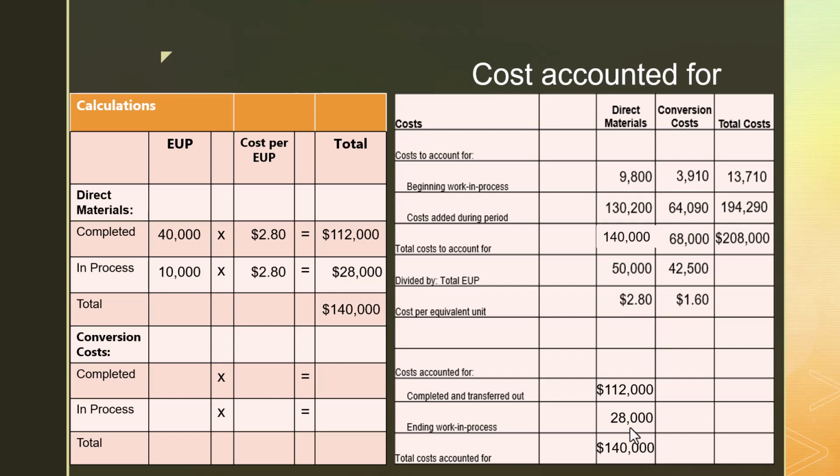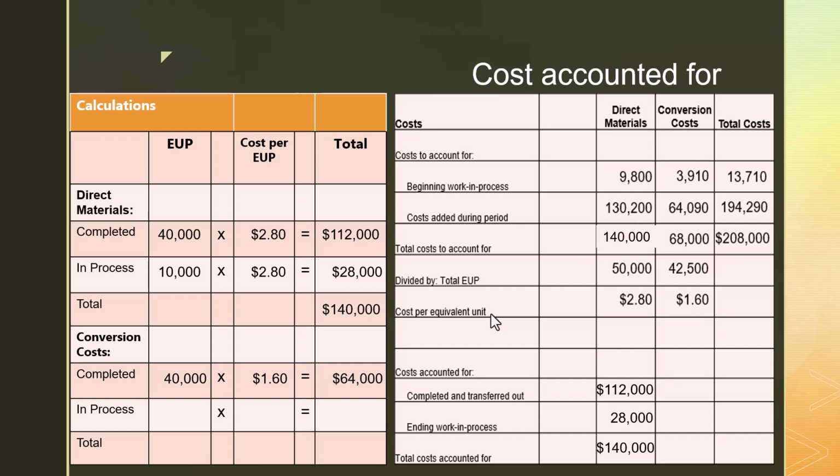And then we're going to apply the same concept over here to our conversion cost. So we completed and transferred out 40,000 cases worth of peanuts. Again, they had to be done for all of the necessary labor and overhead costs that are incurred in the peanut preparation department, or we would have never transferred them out. And our cost per completed equivalent unit for conversion costs, we've already calculated to be $1.60, which means those 40,000 cases at a rate of $1.60 per case cost us $64,000 in conversion costs to complete.